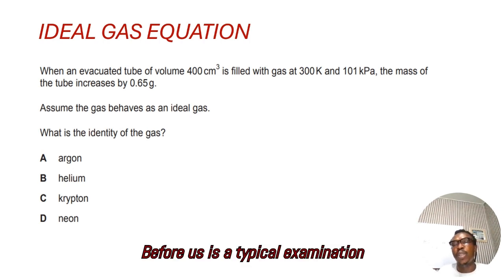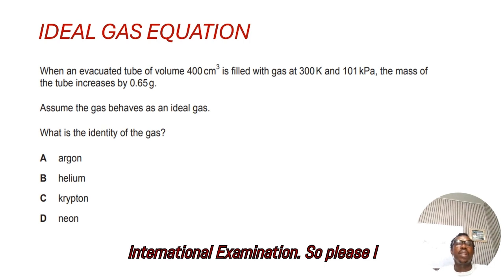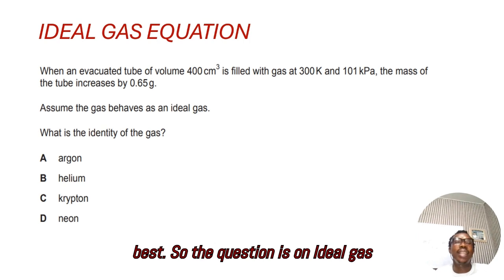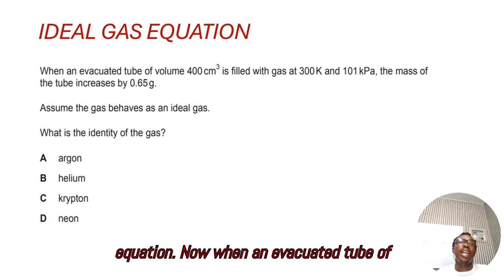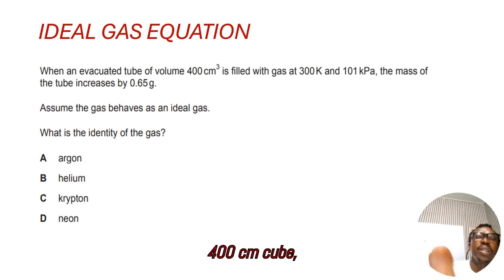Before us is a typical examination question, A-level and Cambridge International Examination. So please, I want us to listen attentively and get the best. The question is on the ideal gas equation. Now, an evacuated tube has a volume of 400 cm³.